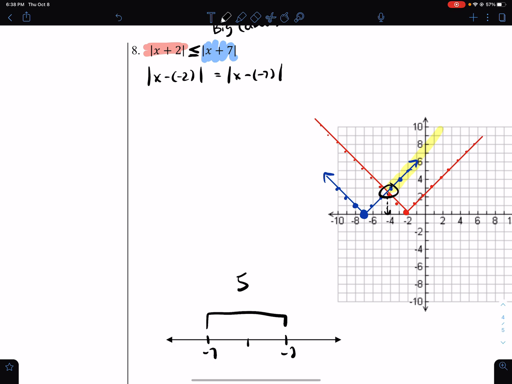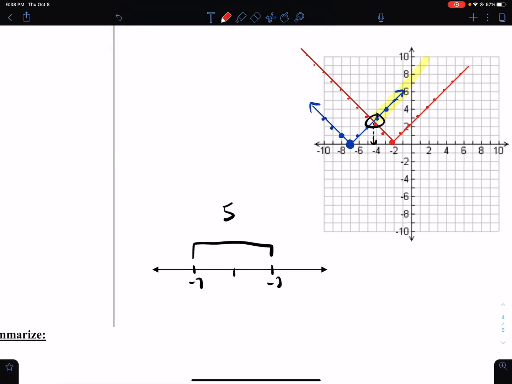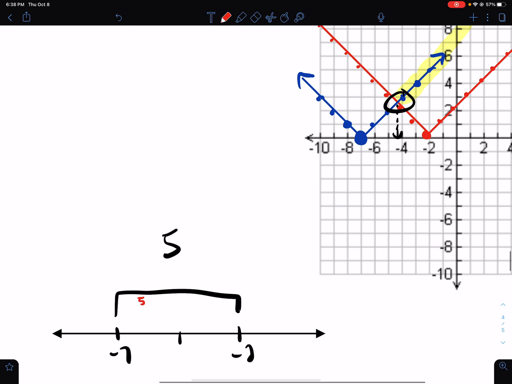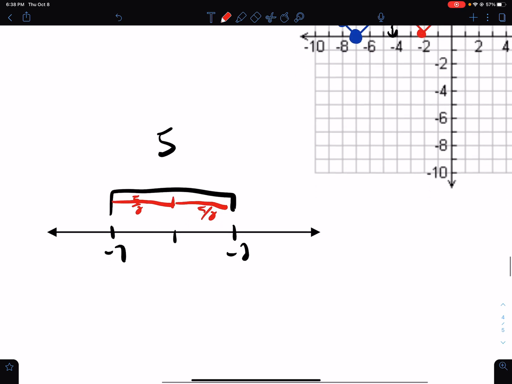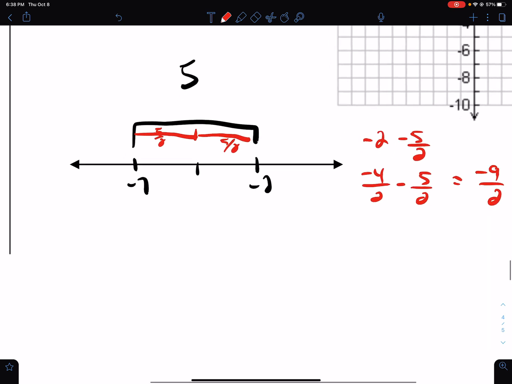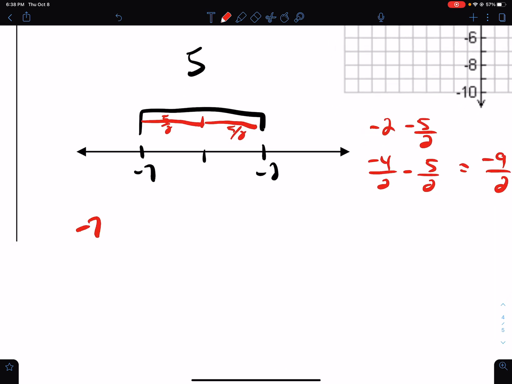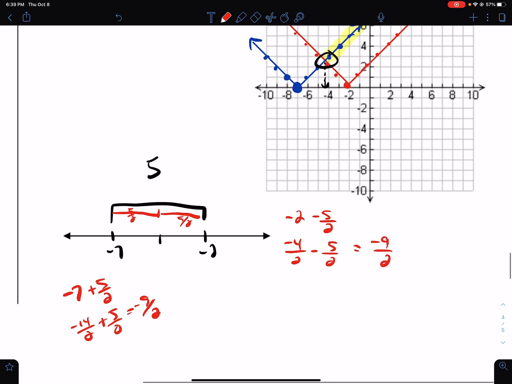So then if I wanted halfway, half of that distance would be 5 halves. Right? So from here to the middle is 5 halves, and from over here is 5 halves. So I just have to think what number, if I was at -2 and I went left 5 halves, well, that's -4 over 2. So I get the number -9 halves. Or if I did it the other way, if I started at -7 and I increased, so I went to the right by 5 halves, -14 halves plus 5 halves also gives me -9 halves. So I know that middle point right there has an x value that's -9 halves.